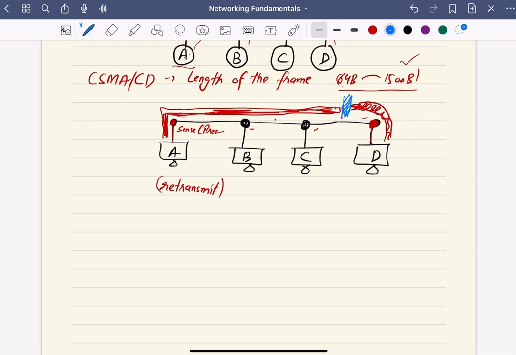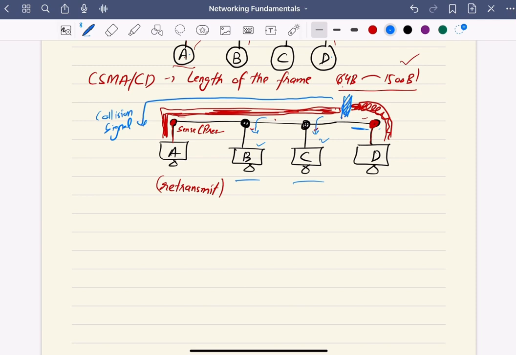There would be a collision because D detected there was nothing on the channel, so D started sending the data because D sensed the channel was free. When this collided down here, the collision signal will travel back to A. Now everybody will get it. Of course, this particular station will also get it. There is a collision, but they were not transmitting anything, so they will see that they have nothing to do with it.